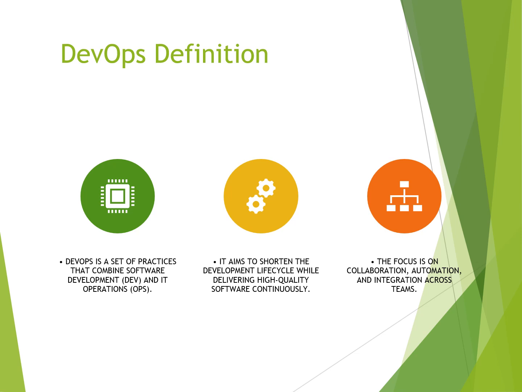DevOps ensures that the wall of confusion that existed in the past between the software developers and the operations team, that wall of confusion and blame between one another, is done away with. And once there is no friction any longer, the development life cycle will be shortened, and that will result in high-quality software which is continuously delivered.